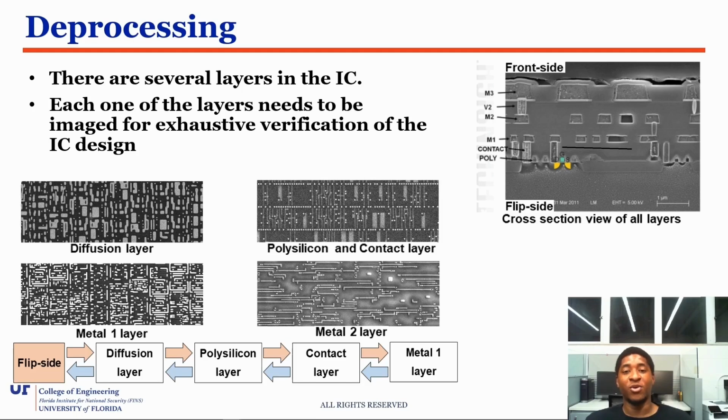Like I said before, the deprocessing step involves constantly taking images of layers as we work our way through. By doing so, we get a very detailed visual representation of the device that can be used for the reverse engineering process moving forward.